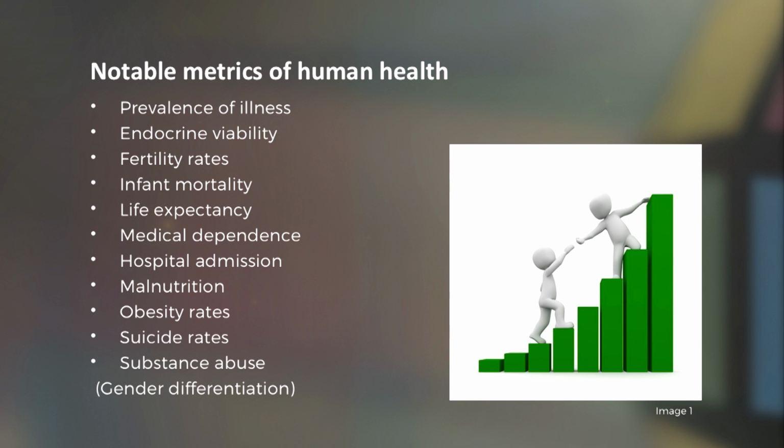Suicide rates are linked to mental health issues and how people relate to their environment in terms of seasons. Substance abuse is similarly linked to those kinds of mental health issues as well as feelings of helplessness that may have to do with war or conflict. And then, of course, gender differentiation is something that we need to consider across all of these different variables.